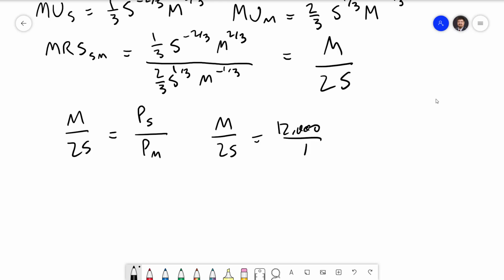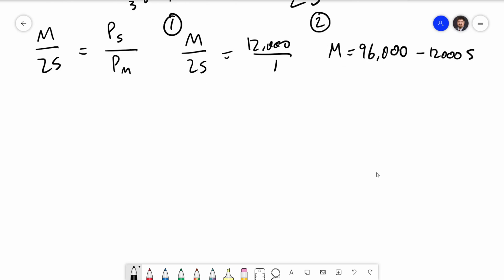Now we have everything we need to solve for the equilibrium. We have our MRS equals the price ratio, and our second equation, which is just the budget line, which I'm going to rewrite here, m = 96,000 - 12,000s. We have two equations and two unknowns. We'll go ahead and solve. As always, you can go about this however you want. I am going to show one way.